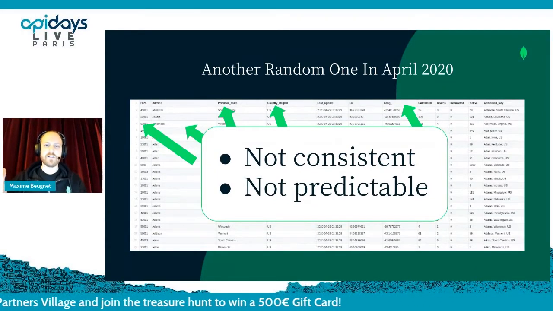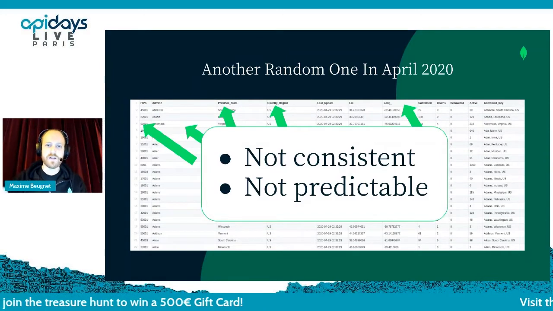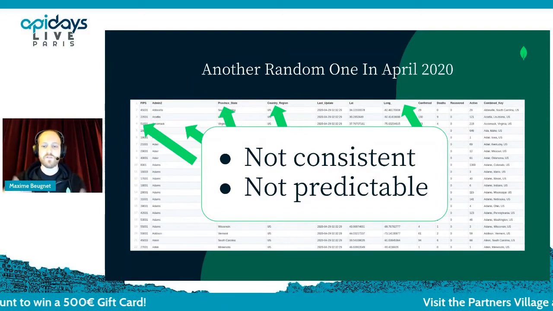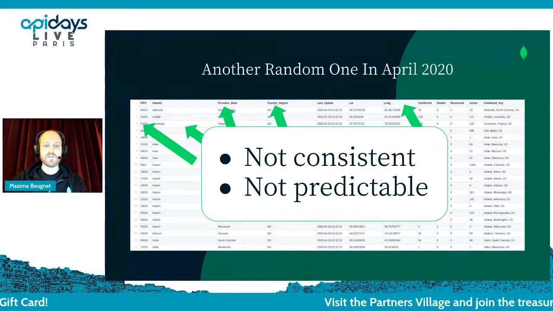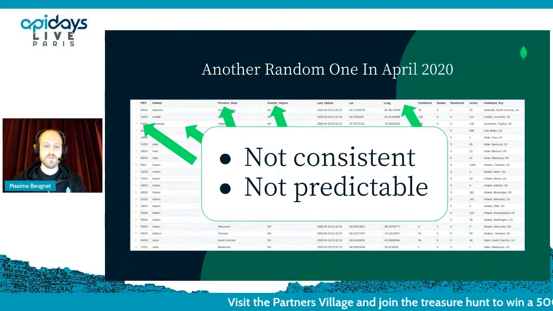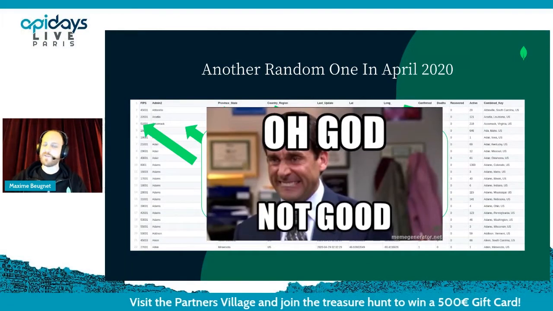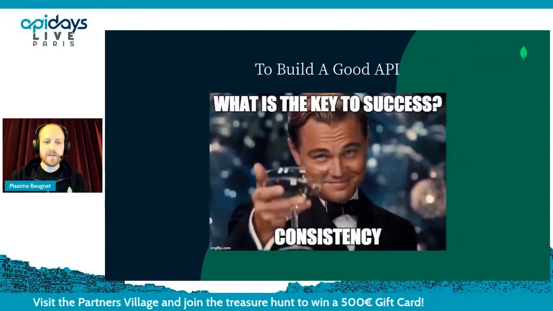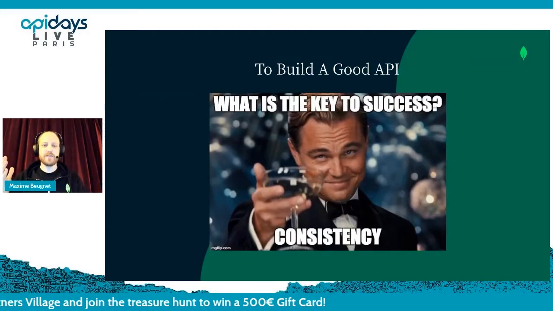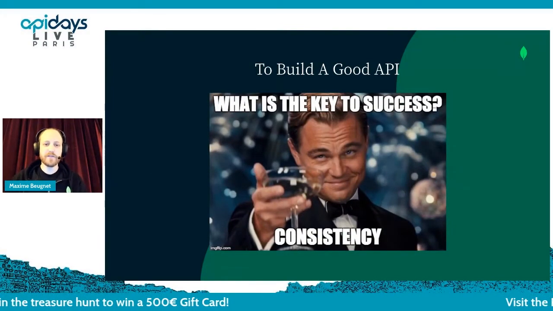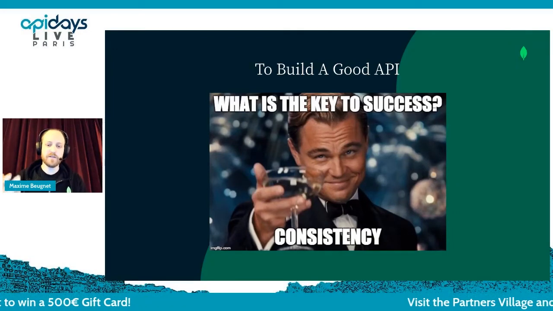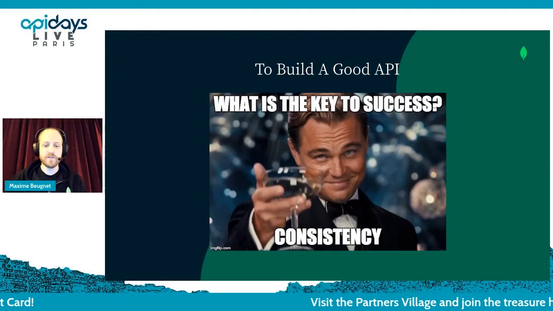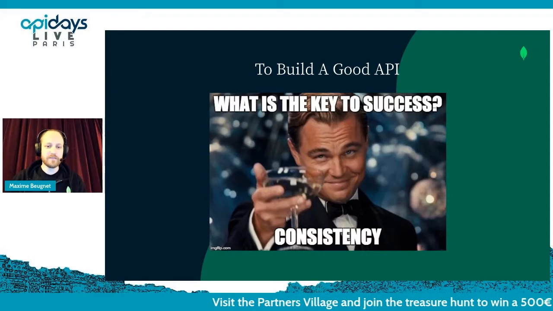If I want to build some charts, a GraphQL API or REST API to make it available publicly, I need that to be a lot more consistent and predictable. So not good, really. I can't really work with that. So the key to consistency and to success when you build a good API is to be consistent, right? Just try to provide something consistent to your users. They will thank you for that, I guess.